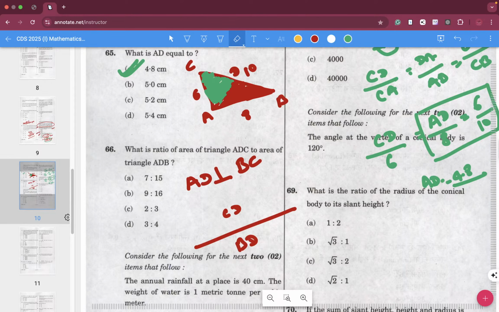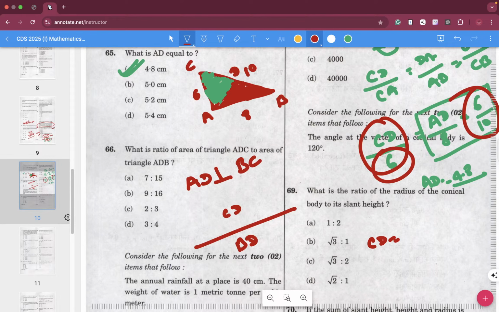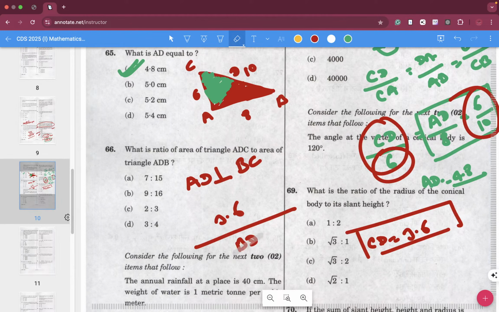Now from here, if we consider these two equations only, can we find out the value of CD? So CD value will be 6 into 6, 36 by 10, which is 3.6 over here. So if CD value is 3.6, consequently BD value will be how much? 10 minus 3.6. 10 minus 3.6 is how much? 6.4, folks. 6.4 over here.